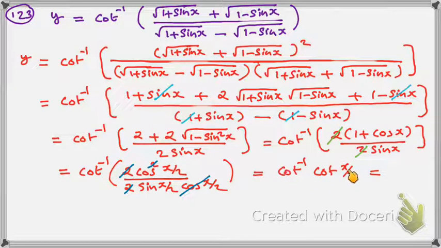Cot inverse of cot x by 2. Cot inverse and cot will cancel. So it's only x by 2 now. So that's my question. Y is equal to x by 2. So this is my question simplified. The question is actually to differentiate. Therefore, dy by dx would be derivative of x by 2 is 1 by 2.